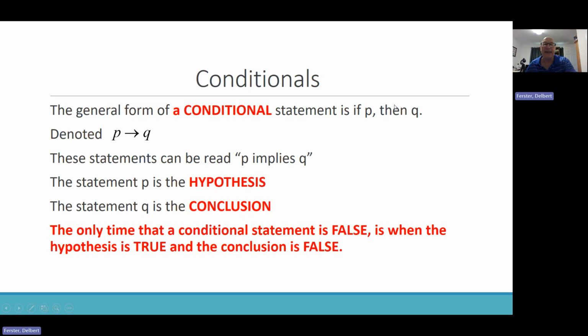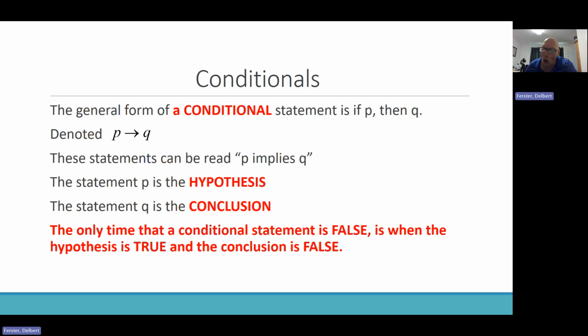All right, this is an if-then statement. For those of you who like fancy names, this is called a conditional. And unlike our first two statements, conditionals have a specific order. The first statement, P in this case, is called the hypothesis. It's the if part. And the second statement, Q in this case, is called the conclusion. Some books say read this P implies Q. I prefer if P, then Q.